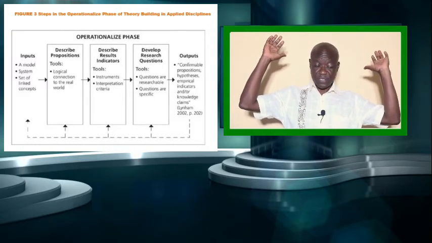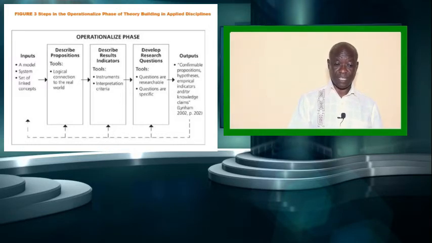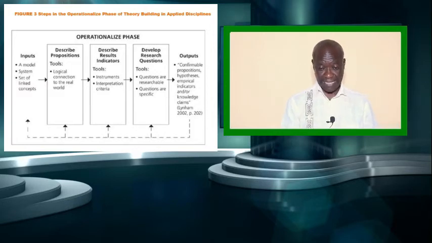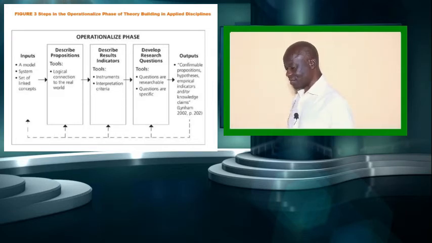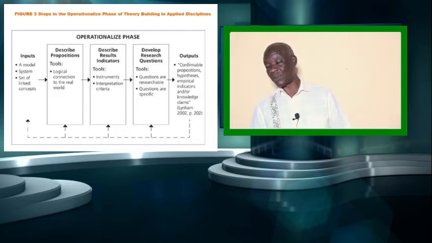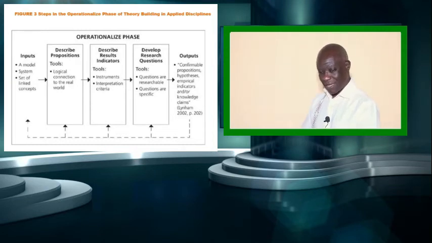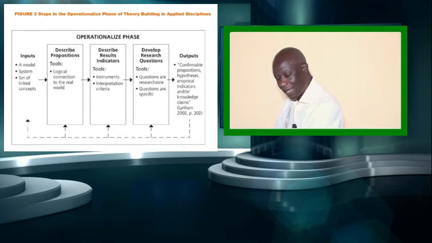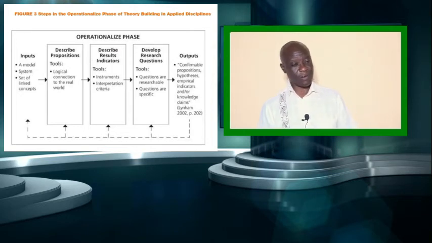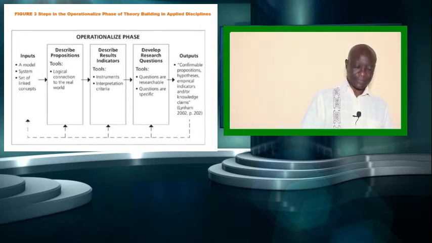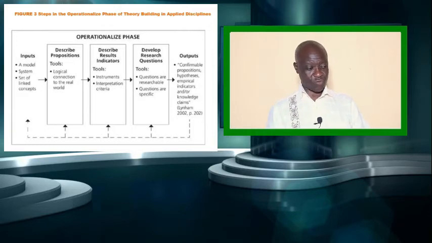Describe propositions. Two, ladies and gentlemen, describe the results indicators of the theory. And of course, three, ladies and gentlemen, develop the research questions of the theory. And after that, we go to the outputs that we shall have. Now, the outputs, again, will become the inputs into the next phase, ladies and gentlemen. So why don't we briefly go through the phases as we have just described them here.